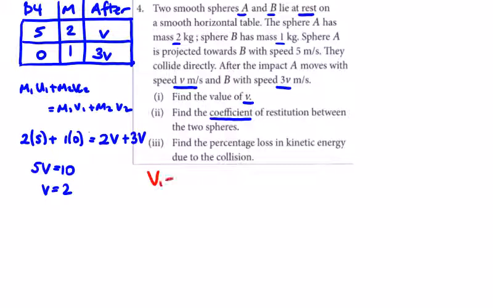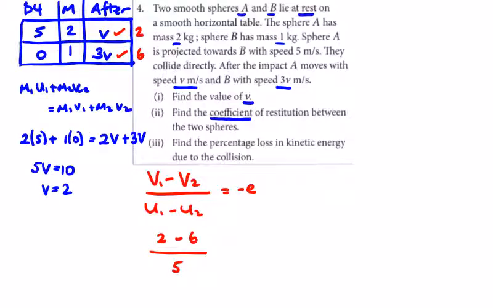That will help us find the coefficient of restitution. So v1 minus v2 over u1 minus u2 is equal to minus e. So v1 is this v and v2 is 3v, so that will be 2 and 6. So we're going to get 2 minus 6 over the 5 minus 0, or just 5, we can put in the minus 0, is equal to minus e. So we're going to get minus 4 is equal to minus 5e, so 5e is equal to 4, so e would have to be 4 over 5.